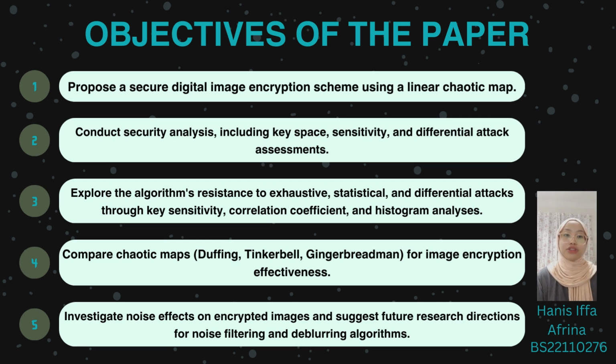The fourth one is to compare the effectiveness of different chaotic maps, which is Duffing map, Tinkerbell map, and also gingerbread man map in encrypting images to determine the best encryption effect. The last one is to investigate the effect of noise on the encrypted images and suggest a future research direction for noise filtering and also deblurring algorithm.